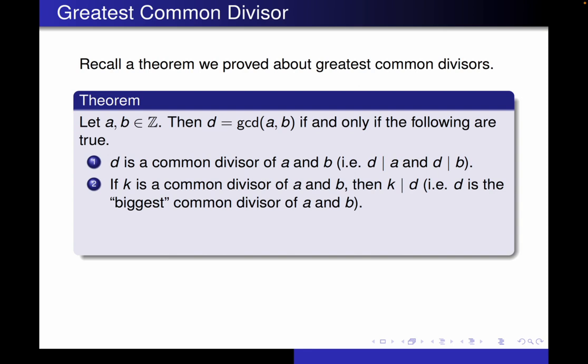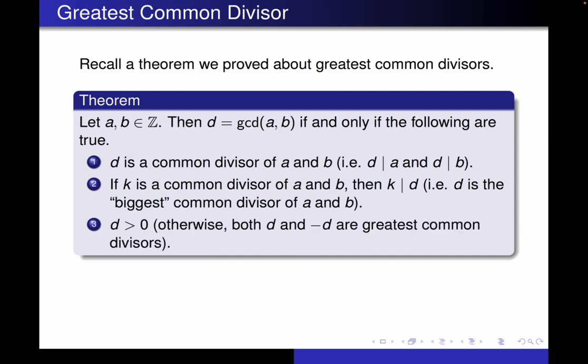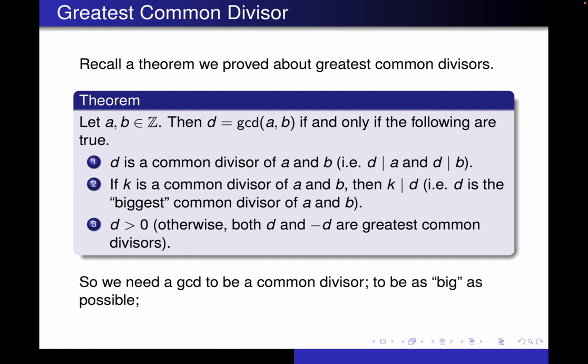That's a little bit deceptive because if you're worried about positive and negative integers, that can be a little bit problematic. But we clear that up by requiring that d is positive. Otherwise, both d and negative d will satisfy conditions 1 and 2, and that gives us two possibilities for greatest common divisors. So we need the GCD to be a common divisor, we need it to be as big as possible, and perhaps something else to make it unique.